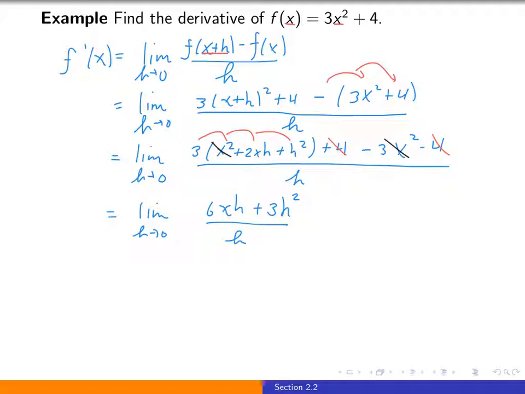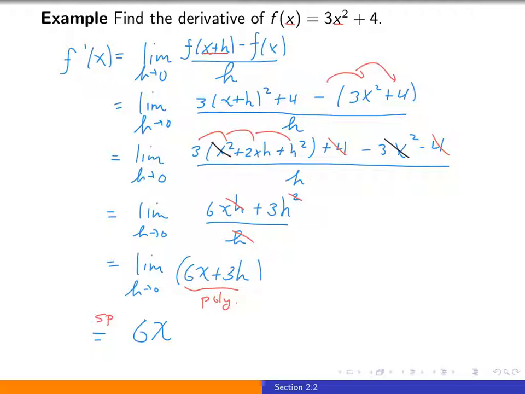Each term contains an h, so we will cancel off the h, which is present in each term, and this results in the limit as h approaches 0 of 6x plus 3h. 6x plus 3h is a polynomial in terms of h, so we can use our substitution property, which tells us to plug in the value h equals 0. That gives us a limit of 6x plus 0, or simply just 6x. So in this problem, the derivative is 6x.